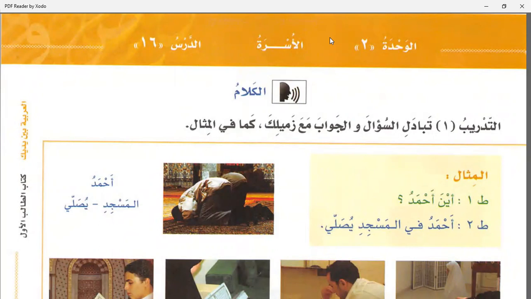Al-Misal, the example. At-Talib Al-Awwal, first student: Aina Ahmad? Where is Ahmad? At-Talib Al-Sani: Ahmad fil Masjidi Yusalli. Ahmad is in the Masjid, he is praying.